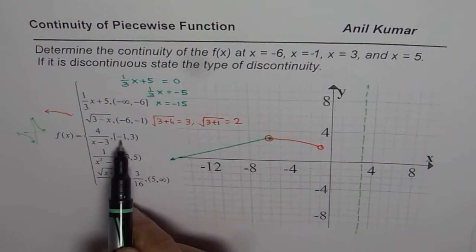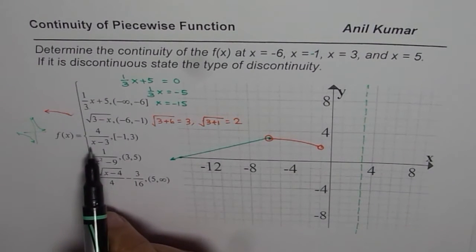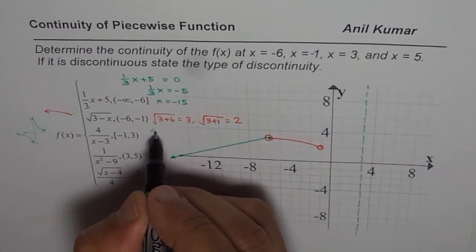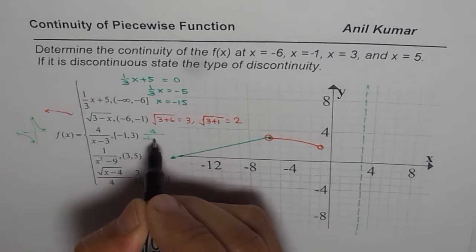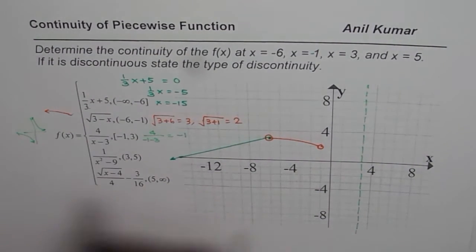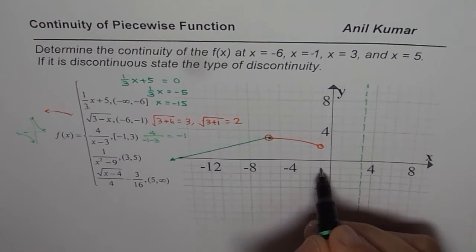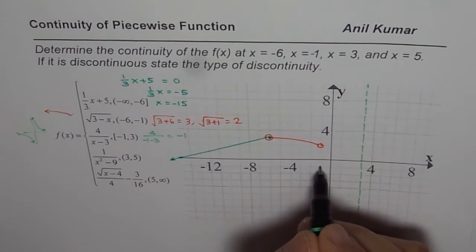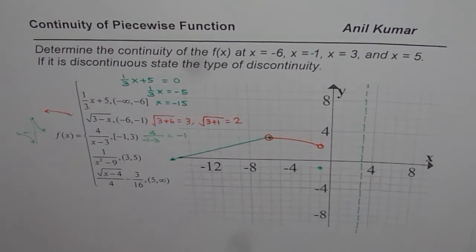Now at minus 1, this point is included. If I substitute minus 1 here, what do I get? I get 4 over minus 1 minus 3. Well, that is minus 1. So at minus 1, I get a value which is minus 1, and this is included, so we'll put a point which is included.